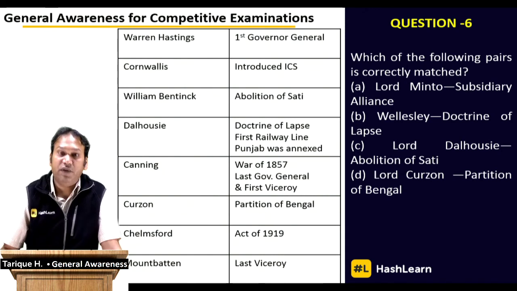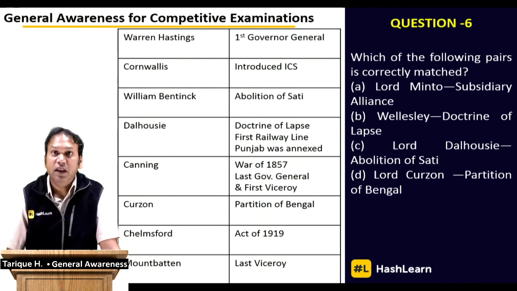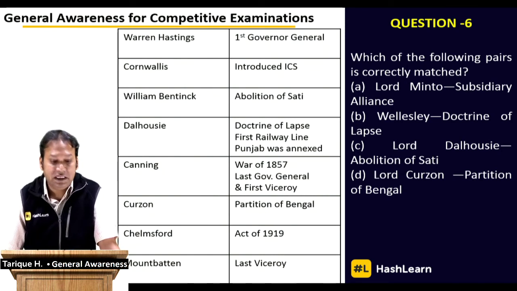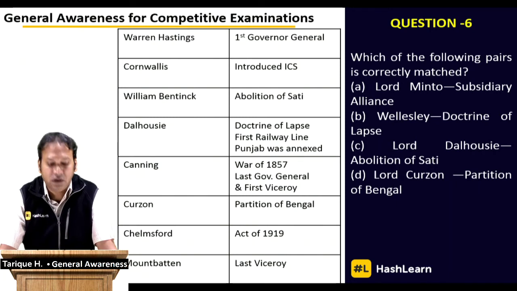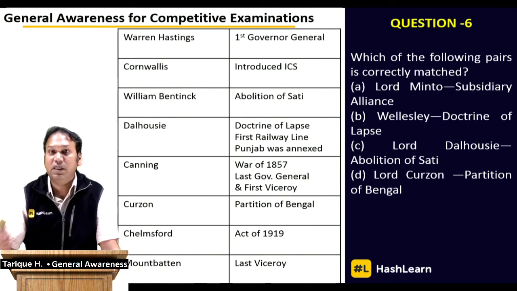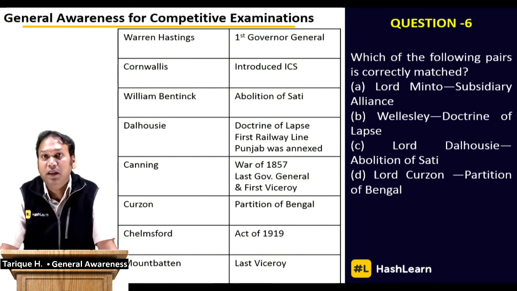You can see the first Governor General of India is Baron Hastings, the last Governor General of India is Canning, who is also the first Viceroy of India. Now let's look at Curzon. So Curzon, who was also a Viceroy of India, is linked with the partition of Bengal, which is why for question number 6 the correct answer is D, that Lord Curzon is linked with the partition of Bengal.